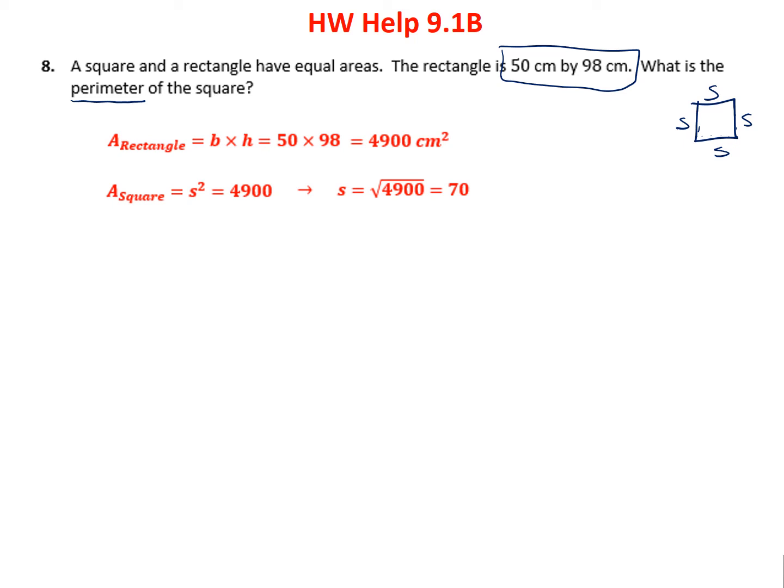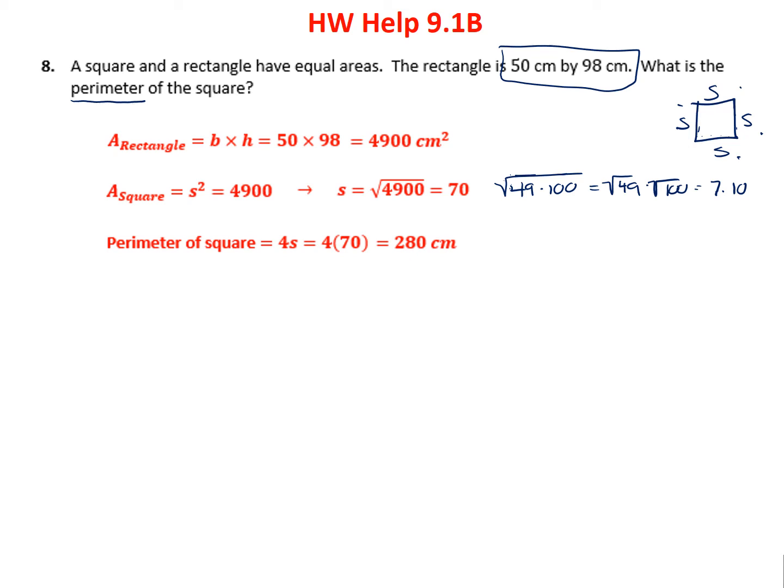So this implies that if side squared is 4,900, then the side must be the square root of 4,900, which is 70. If you weren't sure there, you can remember that this is 49 times 100, and the square root of 49 times the square root of 100 is 7 times 10. So we now know that our side is 70 centimeters, so now we can find the perimeter. Remember, the perimeter is 4 sides: side, side, side, side. So 4 times 70 is 280 centimeters, and that's our perimeter.